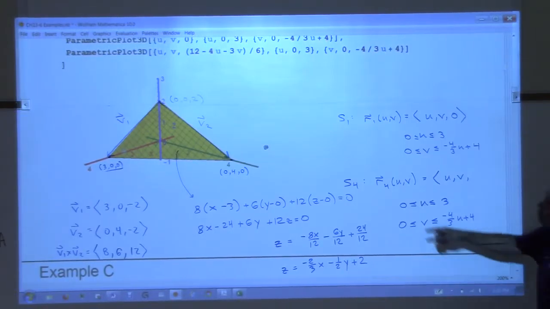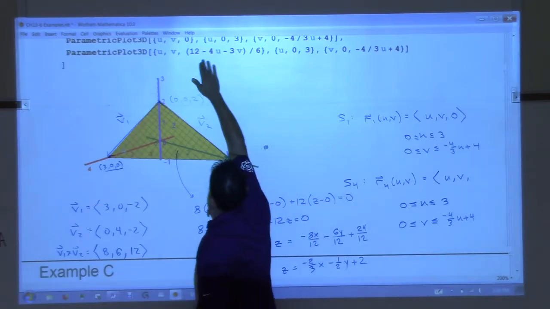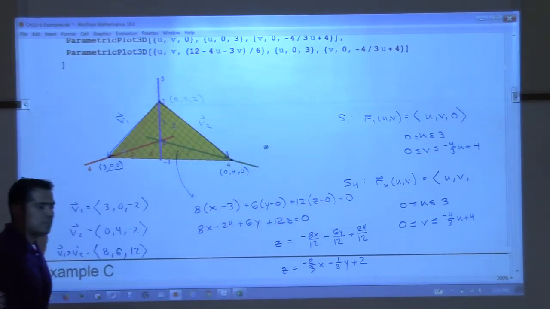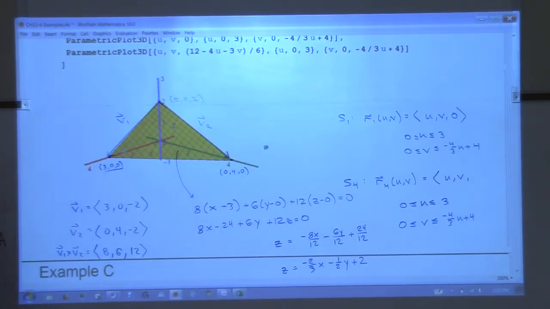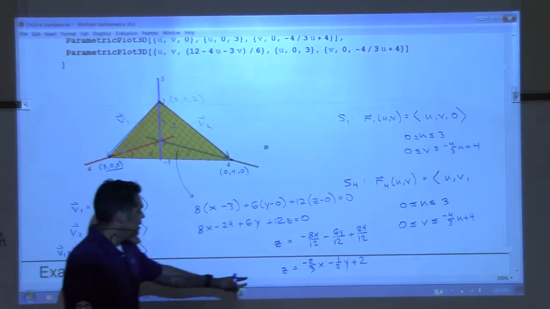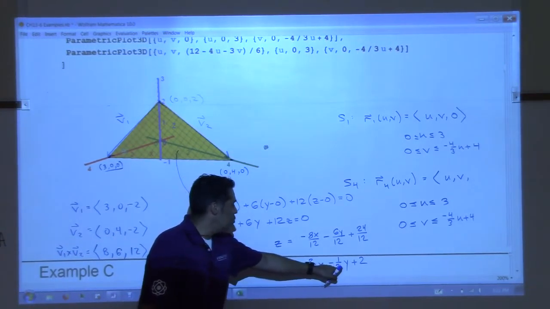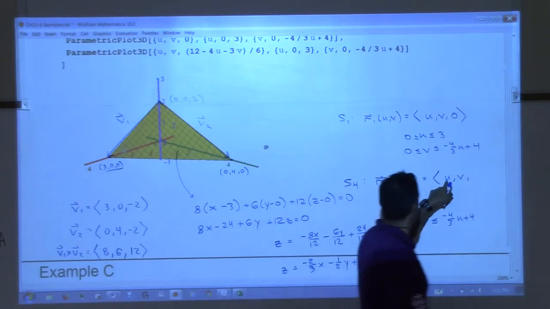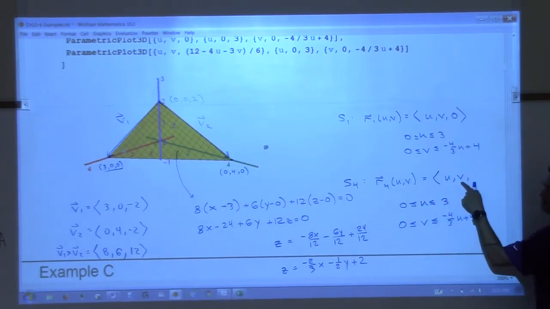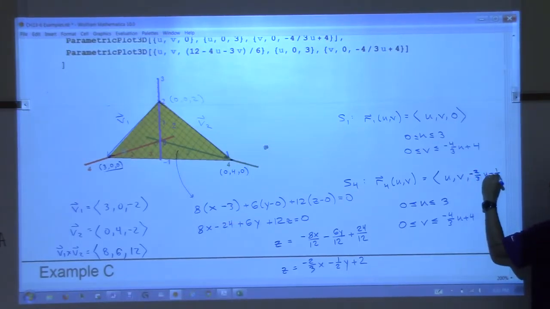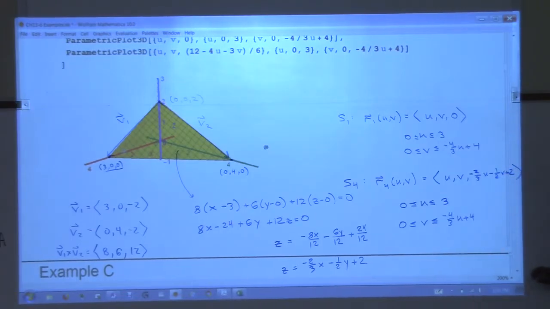I can check with my own work up here to make sure it's right. But okay, that's what I get for z, right? So now what we do is, this is z, right? Z depends on x and y, but we know the x is really u, and the y is really v. So if I plug that in right here, negative 2/3 u minus 1/2 v plus 2, that will draw it.